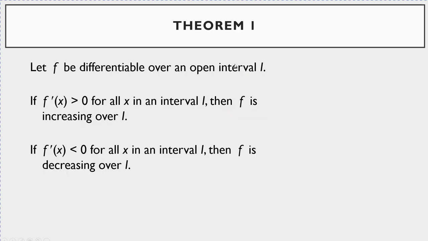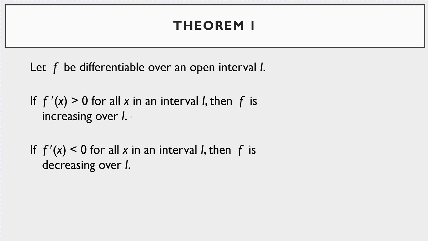All right, so how can we use a little bit of calculus here to make this easy instead of looking at a graph? Let f be differentiable over some open interval I. If the derivative f prime of x is greater than 0 for all x in that interval, then f is increasing over the interval. And if f prime of x is less than 0 for all x in that interval, then f is decreasing over that interval.